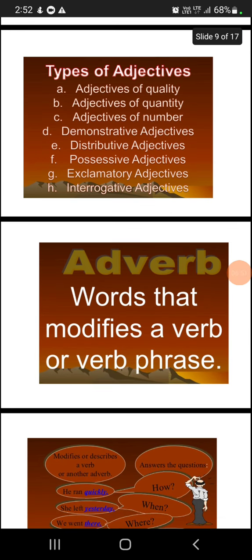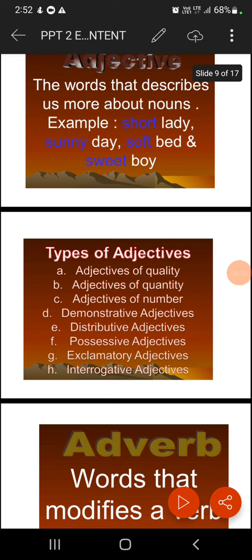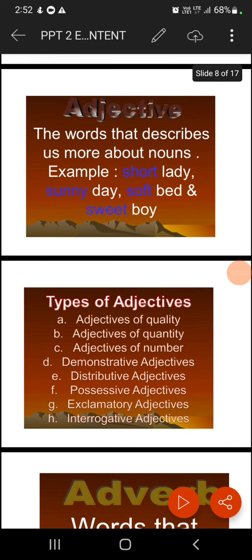Adverb. An adverb is a word that modifies a verb or a verb phrase. So first we have seen noun. Noun represents a name of a person, thing, or place, and pronoun is mentioned one or more number of nouns, and the adjective is the one which describes nouns.